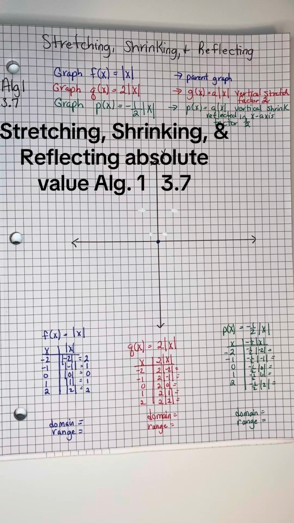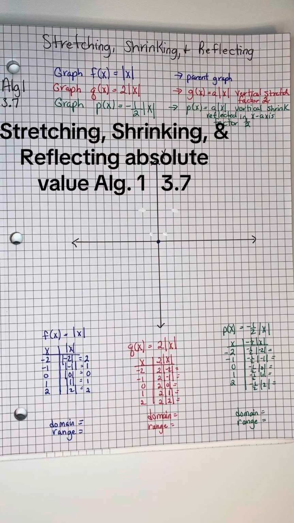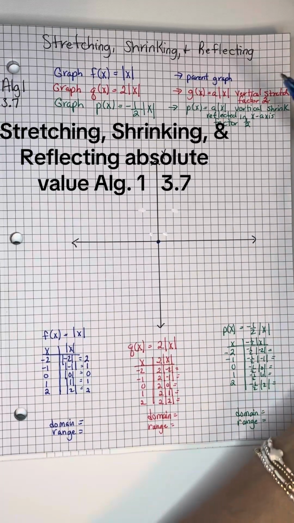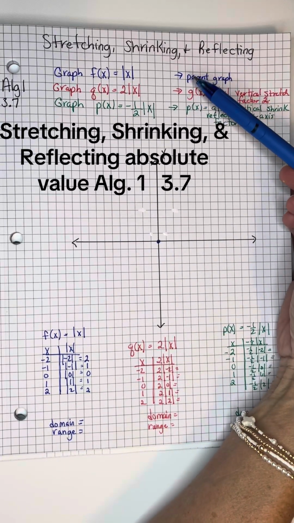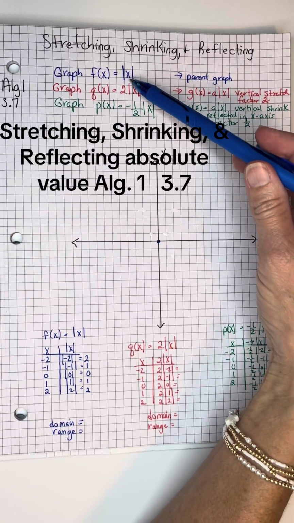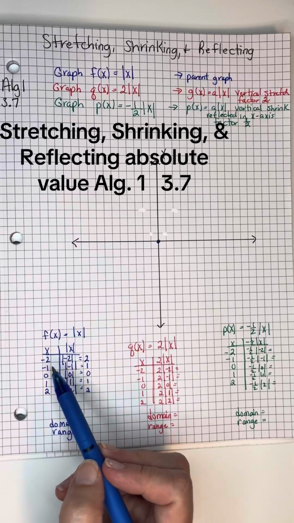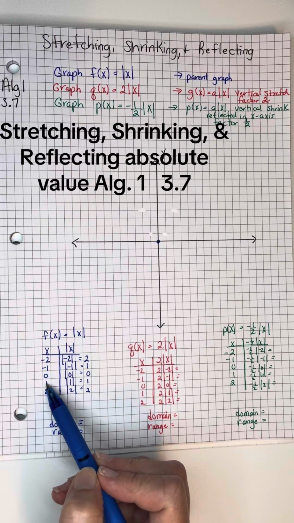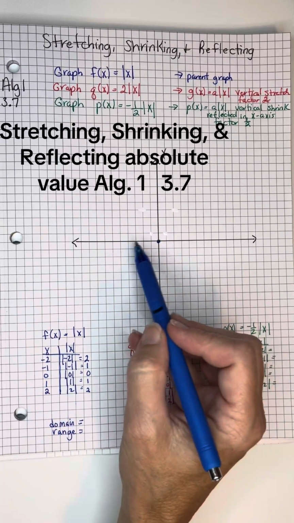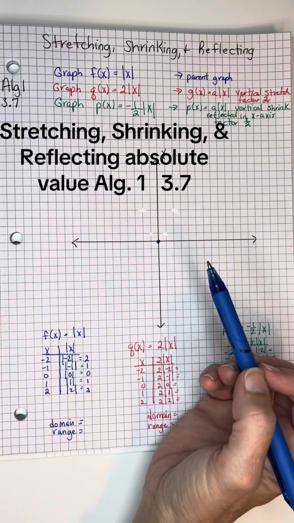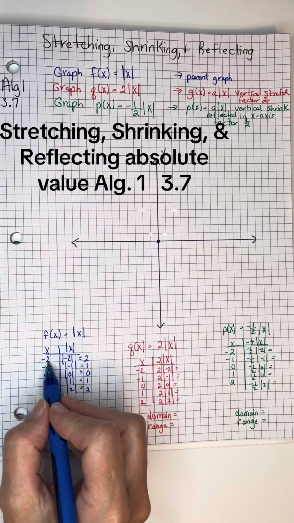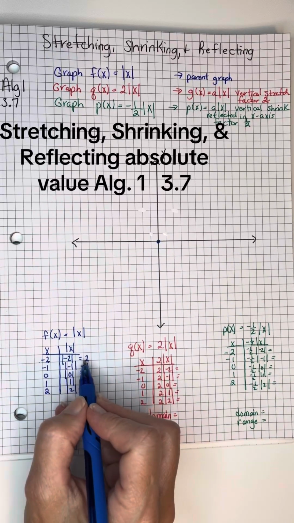We're going to do some stretching, shrinking, and reflecting of absolute values. And I've got them color coordinated again, and the parent graph is like the last video where f of x equals the absolute value of x. When you make a t-chart, you're going to use the domain -2, -1, 0, 1, and 2. That will be your x's because it'll be near the origin. And if you plug a -2 into the absolute value function, you get a +2.